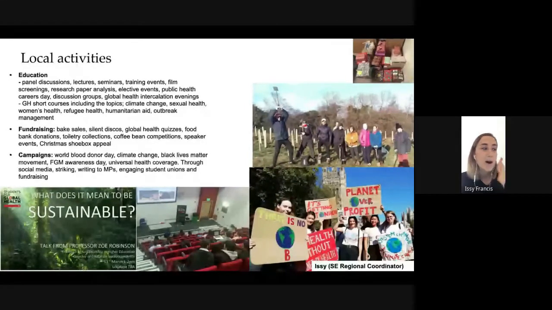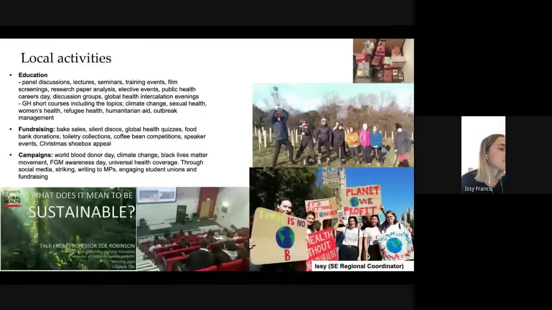Many branches have also taken part in campaigns, using social media, writing to local MPs, striking, such as the climate change strikes that happened earlier in the year. You can see at the bottom right of the screen, and the Black Lives Matter movement as well. And also loads of ways in fundraising, as I've listed there, which is really exciting. And members have also made it their mission to support local charities and thought of loads of inventive ways to raise money. Aberdeen even organising a silent disco, which sounds pretty epic.